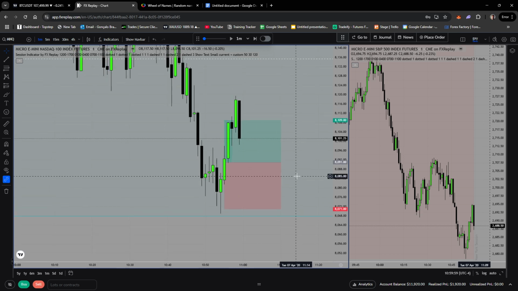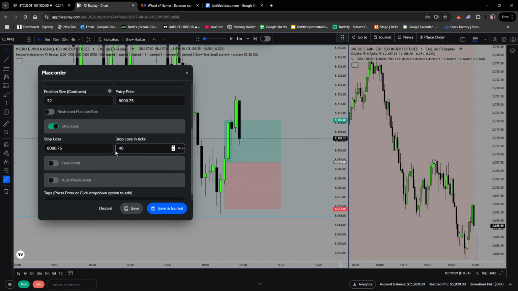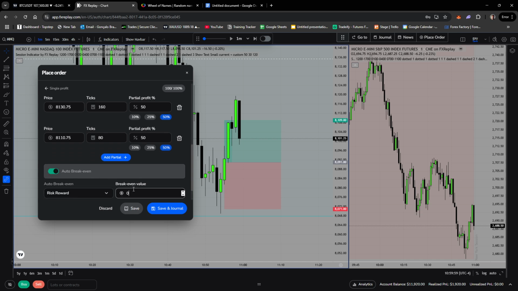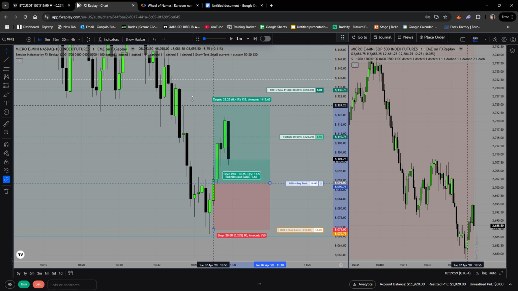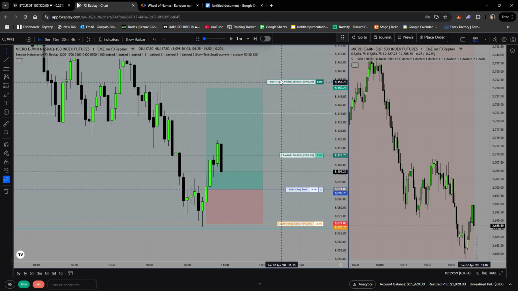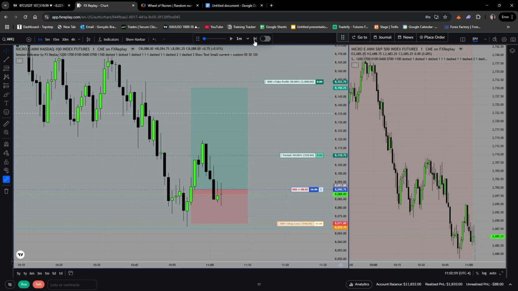So let's go back here and tag that in. So far, we're 2 for 2. So place a limit on the fair value. Stop loss 80 ticks, that's 20 points. 160, we'll move it. Auto break even at 0.9. Like it. Final TP for me is going to be around that region. Around this area. So in.